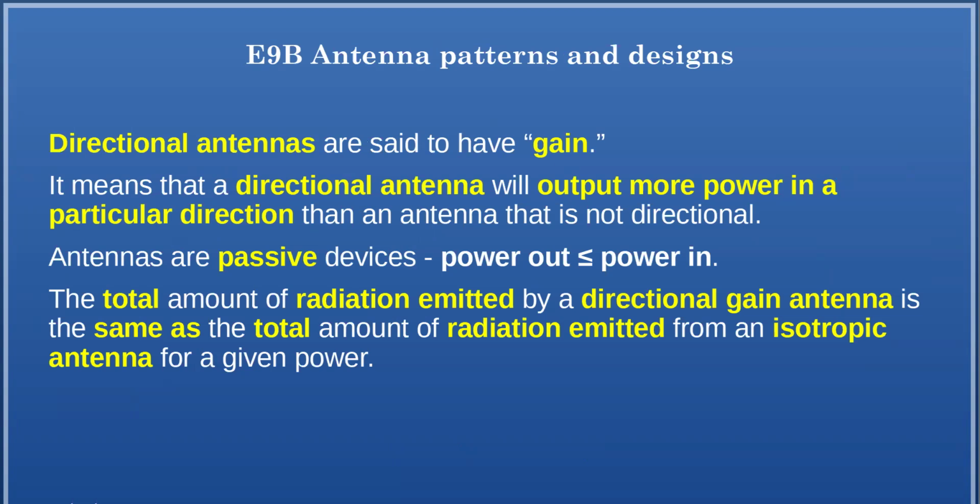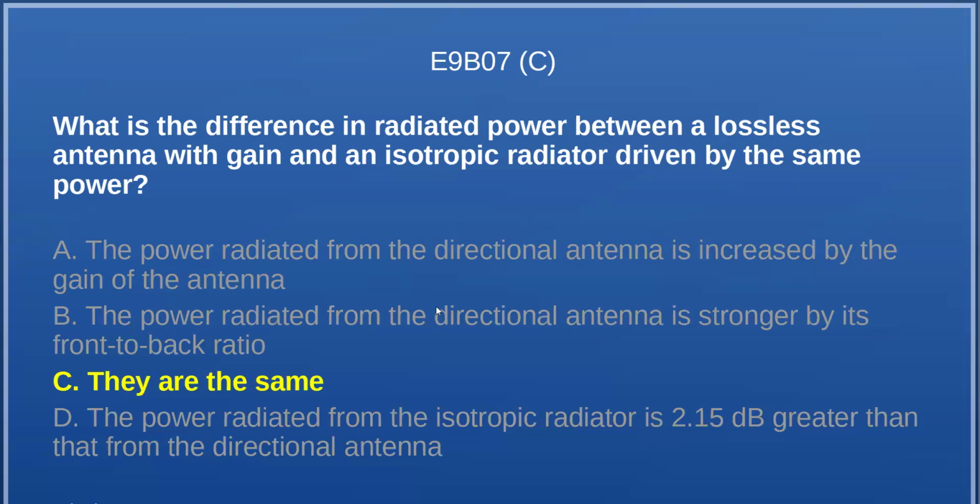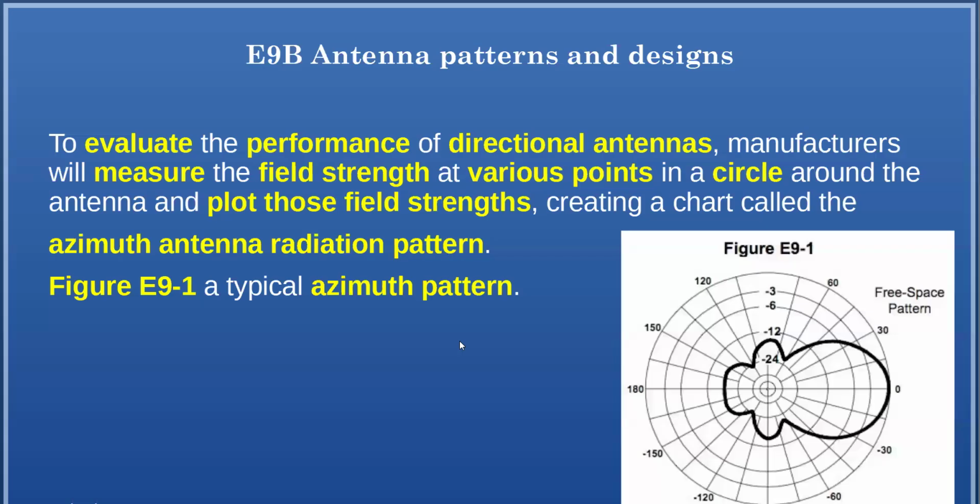So the total power emitted by the antenna, regardless of what type it is, is going to be the same, whether it's an isotropic or a Yagi or whatever. So what is the difference in radiated power between a lossless antenna with gain and an isotropic radiator driven by the same power? It's just to see if you were paying attention. You always have to wonder about those ones where I have the really long answers. Okay.